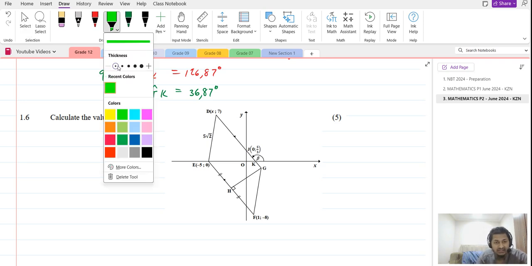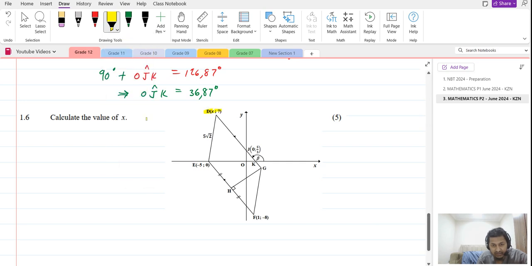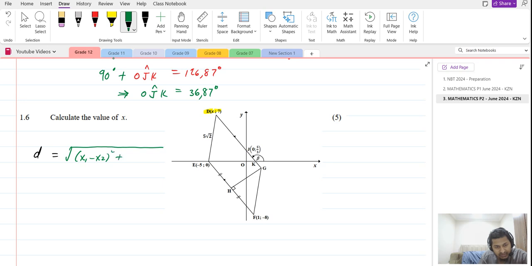I'm going to use the distance formula to solve this problem because we want to find the value of x. Where is x? X is right here. Now you remember the distance formula. The distance formula is d equals the square root of x1 minus x2 squared plus y1 minus y2 squared. You will find this on the formula sheet.